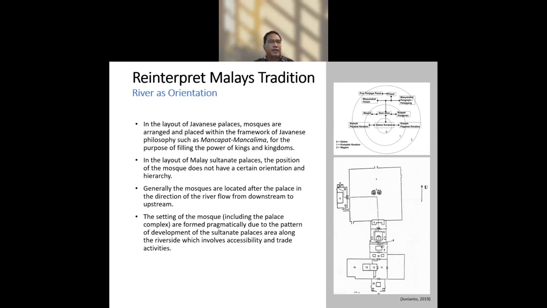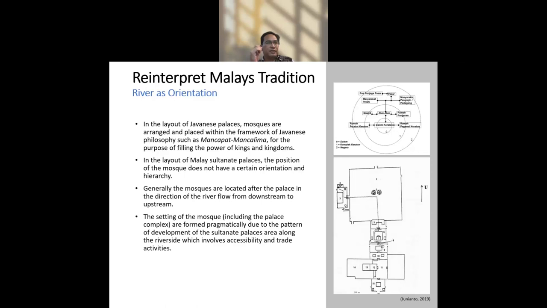In this picture, we can see that almost every Java mosque is located in the west of the palace. This is the plaza, the framework of mancapat mancalima. Generally, in the Malay Sultanate, mosques are located after the palace in the direction of river flow, from the downstream to upstream. So there is an influence of the river downstream and upstream.